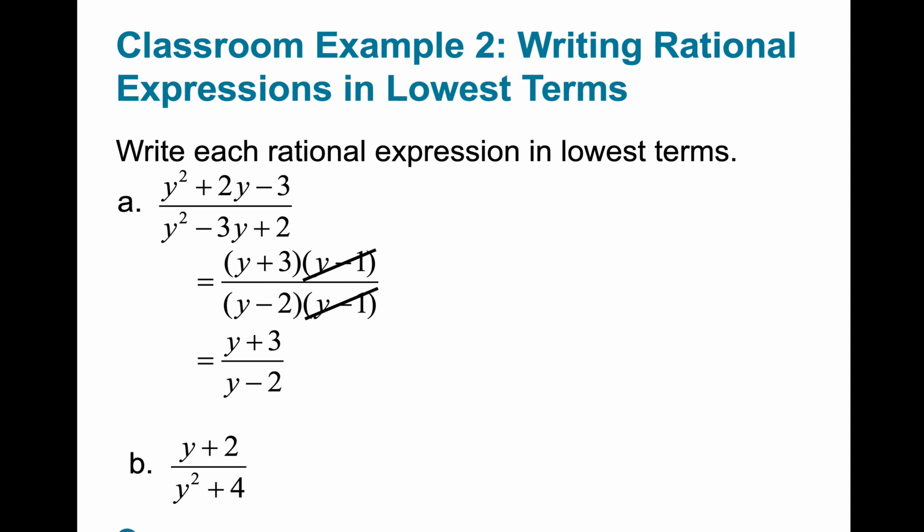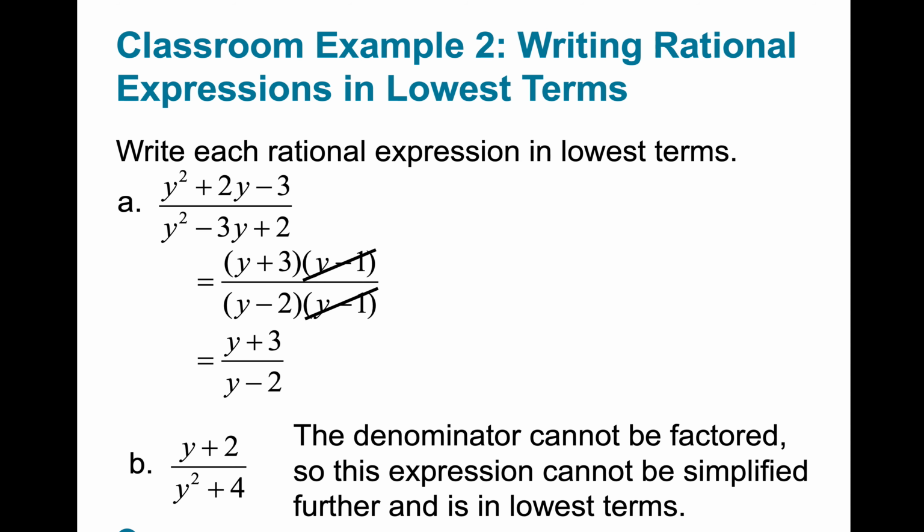Here's another one. I'm going to factor the top and the bottom, but y squared plus 4 does not factor, because I have to have a subtraction of perfect squares to be able to factor it. So this is in lowest terms already.